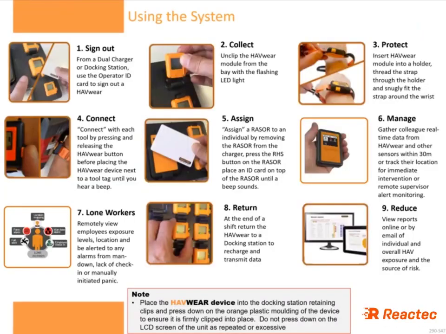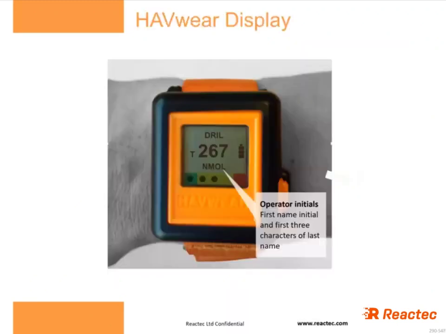Operator ID cards are provided to each operator to uniquely identify them in the analytics platform. Operator identity cards are used to sign out HAVWEAR at the start of a shift. There are two possible types of operator identity cards: RFID cards and RFID CSCS cards. Each operator must have their own ID card programmed with unique individual information.